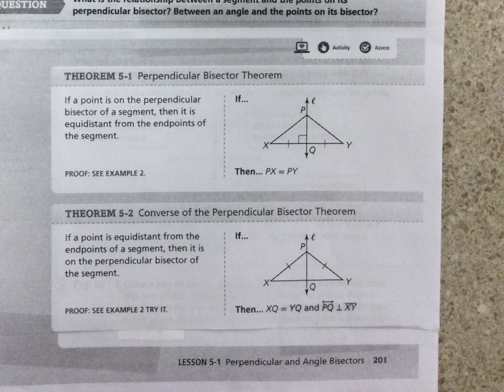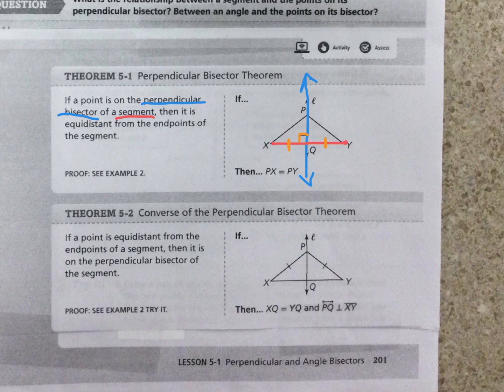If a point is on the perpendicular bisector of a segment, then it is equal distance from the endpoints of the segment. So if we look at this picture, the perpendicular bisector is this. That's the perpendicular bisector. The segment is this. So what that means is that blue line is perpendicular to the red line, and it cuts it in half.